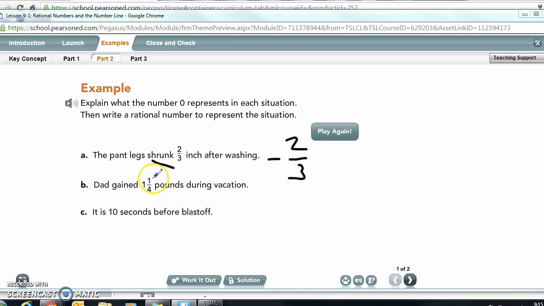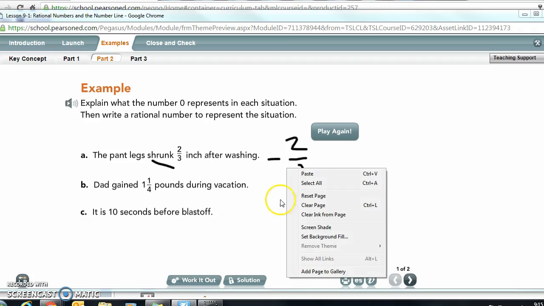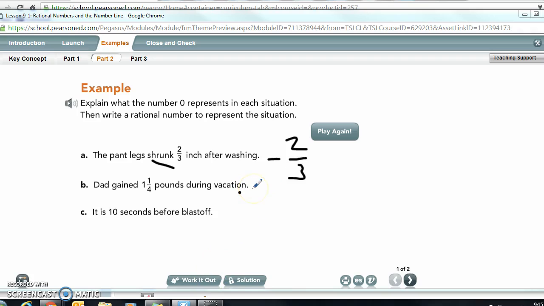Dad gained 1 1/4 pounds during vacation. Well, my 0 in this situation is going to represent how much Dad weighed before we went on vacation. So if Dad was 130 pounds before vacation, after vacation, he would be 131 1/4 pounds. Okay, so that means if I'm gaining, I'm adding. So it'll be 1 1/4.